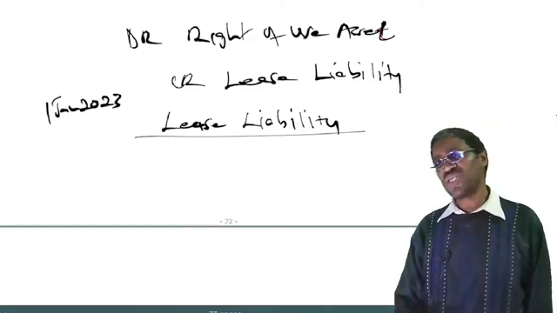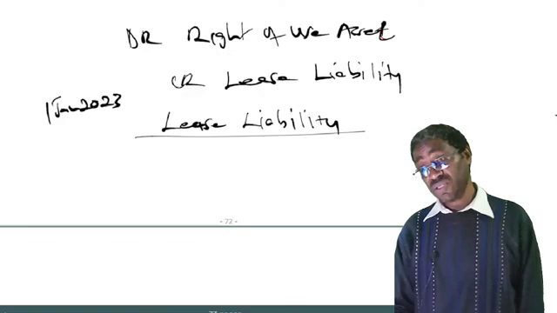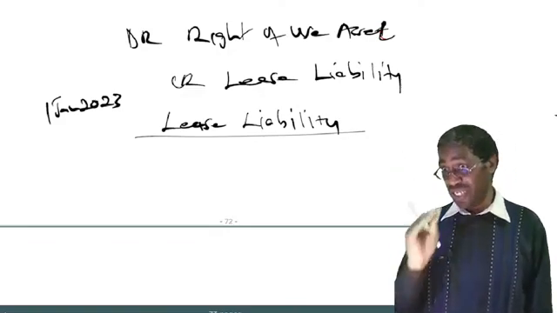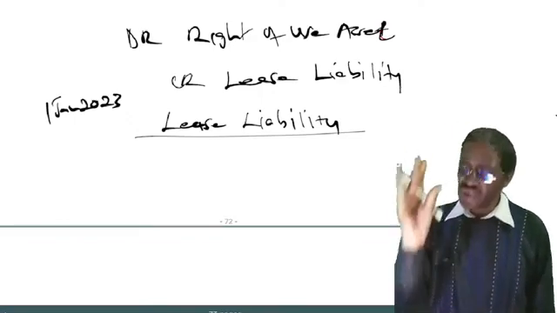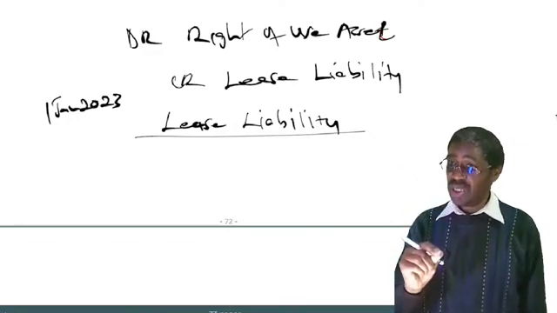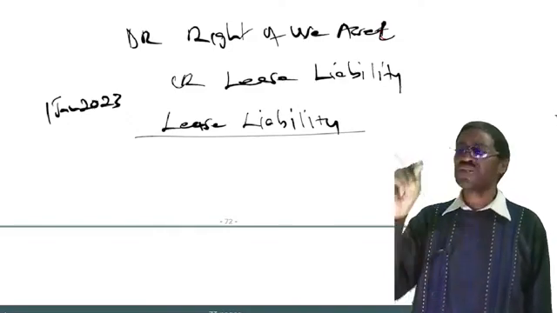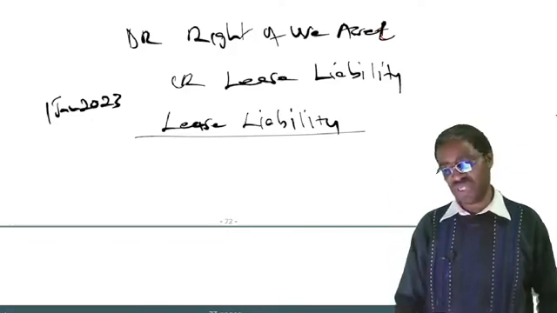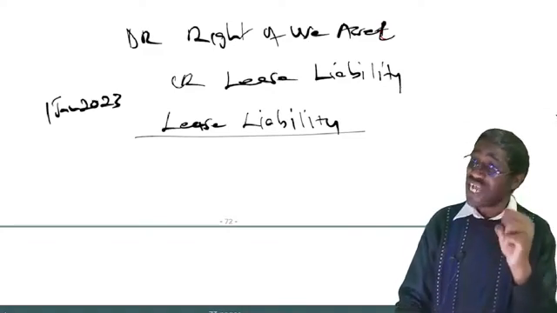So the first one will come by 31st December 2023. Every December you will be required to pay. So if you are going to pay the 10 installments in the future, as company A you have an obligation to pay those 10 lease payments at the end of each year, starting at the end of this year. That obligation makes you have that liability.